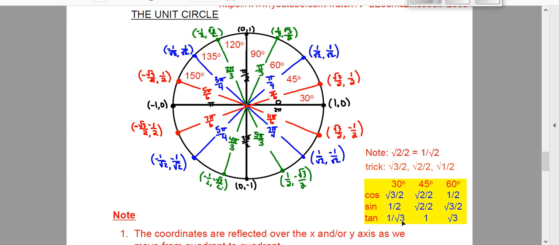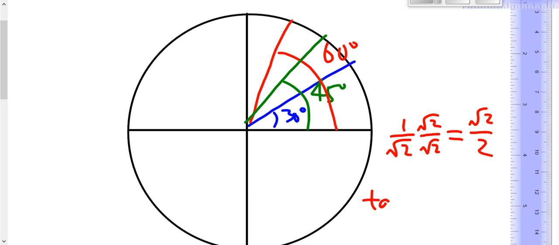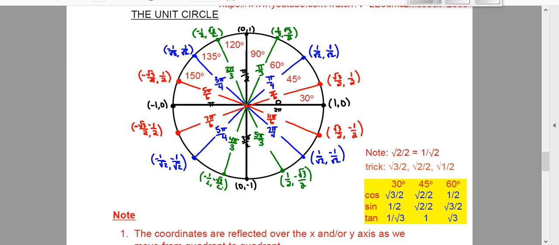Now you may remember how to do tangent. If you look at tangent, tangent is sine over cosine. So take this, divide by that, gives you that for 30 degrees. For 45 degrees, sine over cosine, this divided by that gives you 1. 60 degrees, same thing, sine over cosine, this divided by that gives you root 3. This is Chang's technique. This would be very, very helpful.